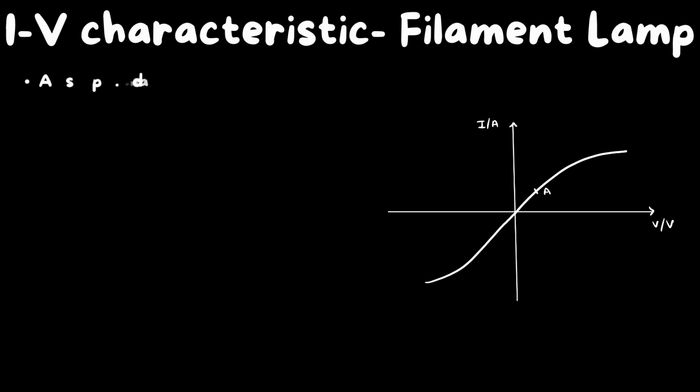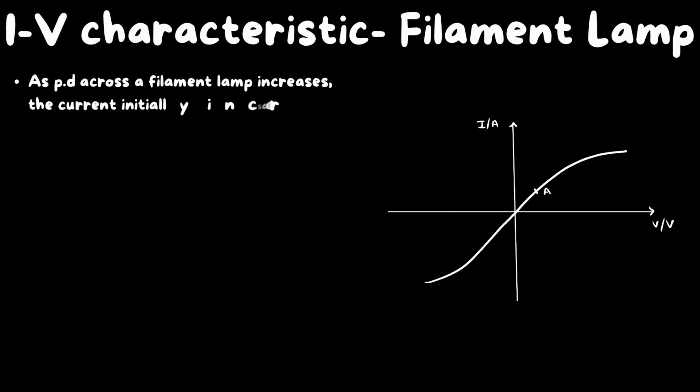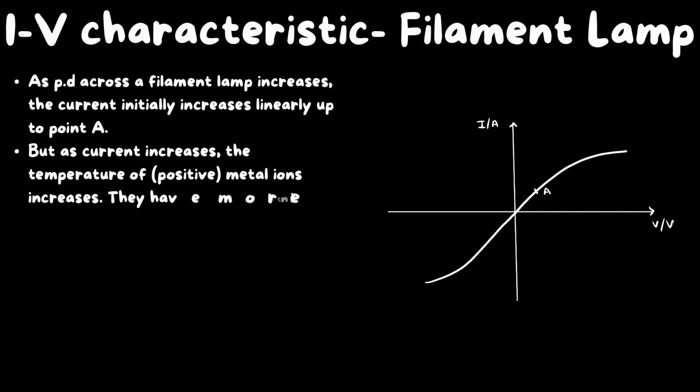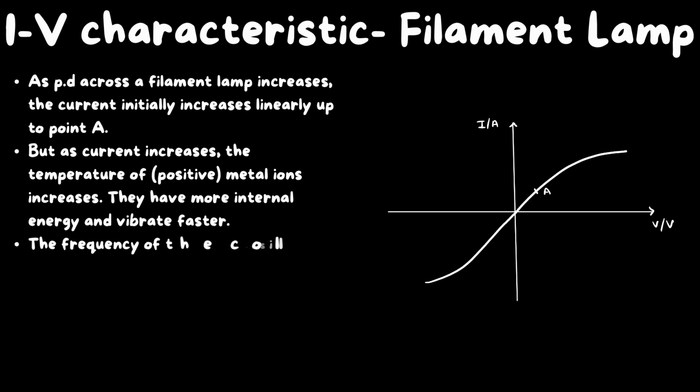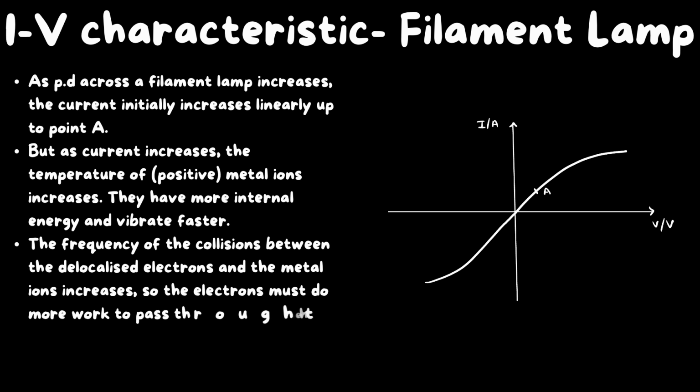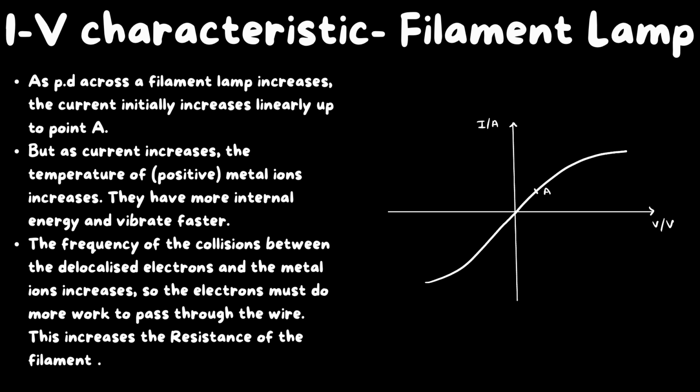So as the potential difference across a filament lamp increases, the current will also increase almost linearly up to point A, but as the current increases further, the temperature of the metal ions increases and they gain more internal energy and start to vibrate faster. So the frequency of the collisions between the delocalized electrons and the metal ions will increase, and the electrons will therefore have to do more work to pass through the wire, which will increase the resistance of the filament.